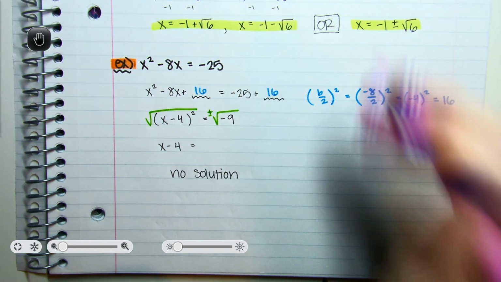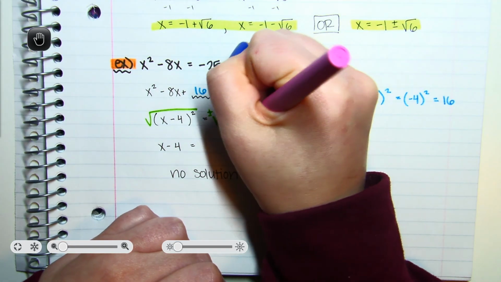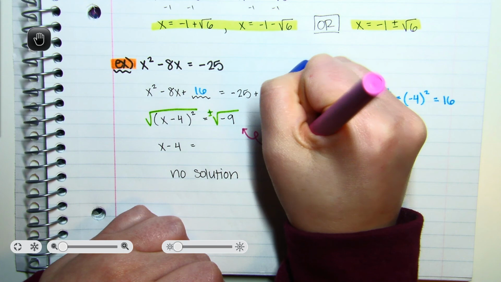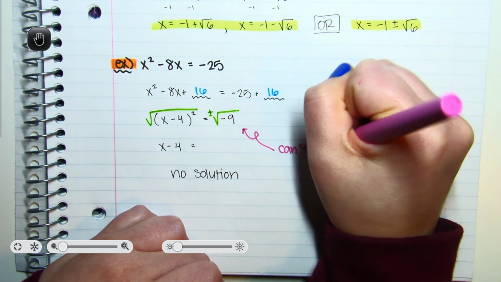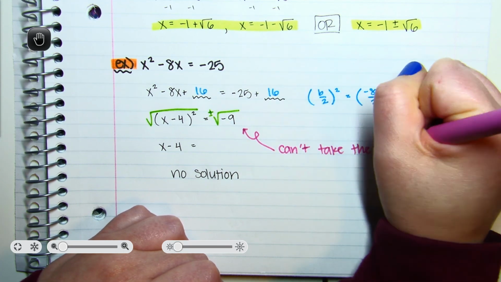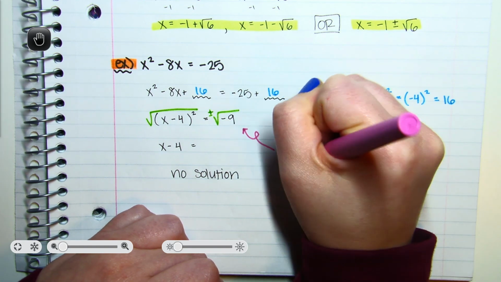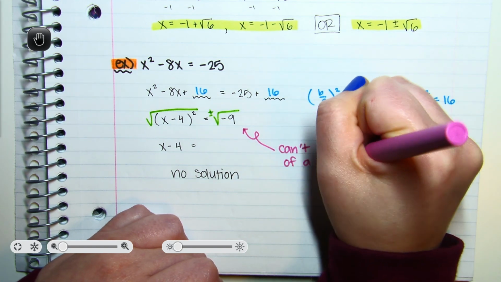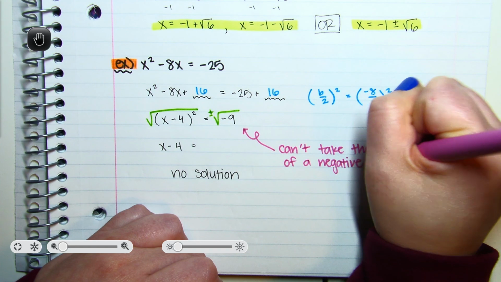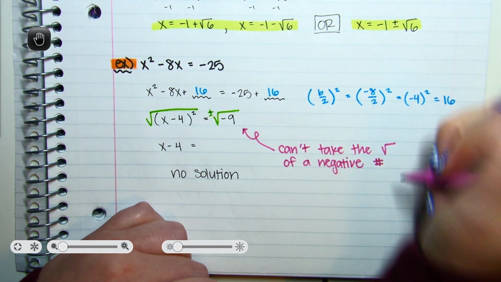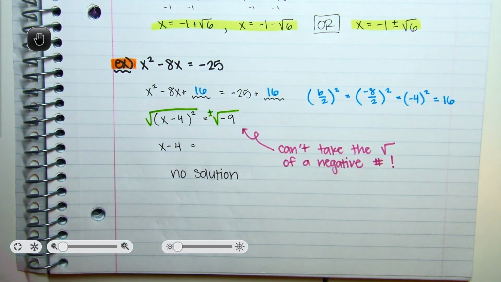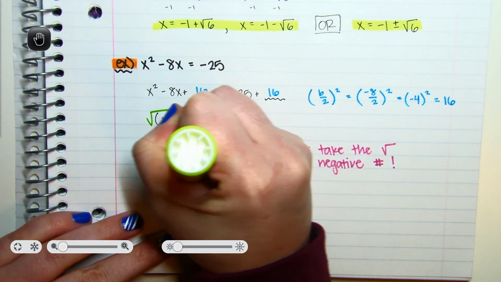solution. And I'll put a little note. Can't take the square root of a negative number. And let me just go ahead and highlight that.